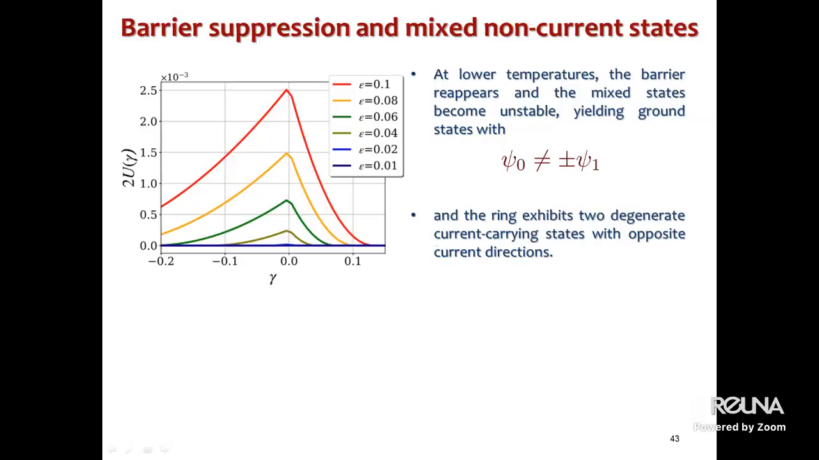But at low temperatures, the barrier reappears and the mixed state becomes unstable, yielding a ground state either predominantly with the 0 mode or predominantly with the first mode. And the ring exhibits the current either in one direction or in another direction. And these are the results.